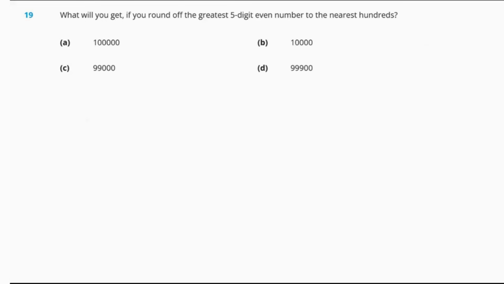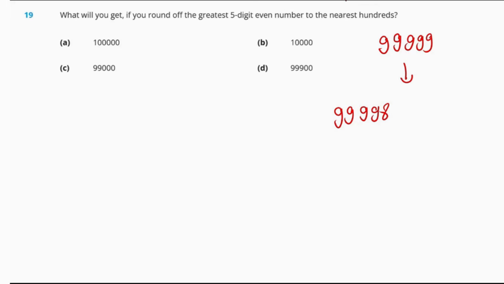Now, next question is, what will you get if you round off the greatest 5-digit even number to the nearest hundreds? Okay. So, the greatest 5-digit even number, right? So let us write the number first. Tell me first, what is the greatest 5-digit number? It will be 99,999, right? But we have to make it even, right? So for making it even, what will it become now? 99,998.